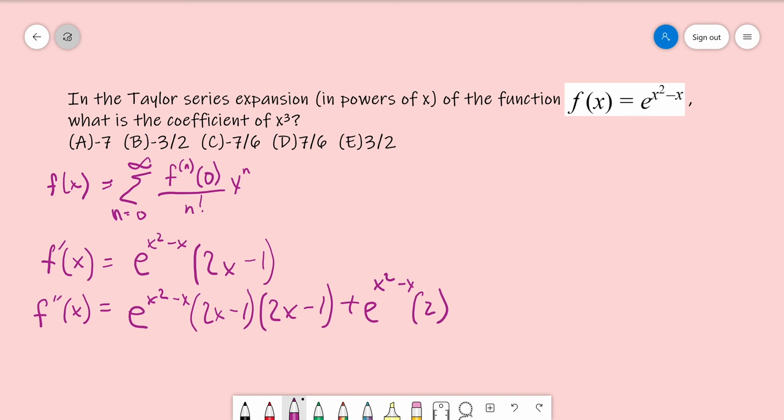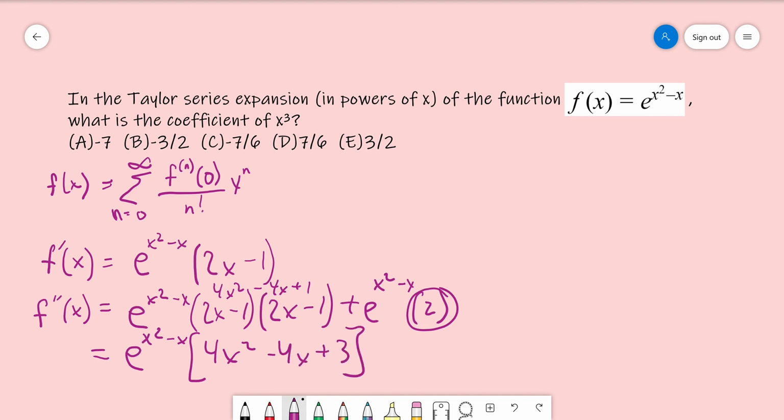Let's simplify this. If we factor out an e to the x squared minus x, then we'll have left over this 2x minus 1 squared. That's going to be like 4x squared minus 4x plus 1. And then we'll have this plus 2 as well. So altogether it's going to be 4x squared minus 4x plus 3. Alright, now let's differentiate one more time.